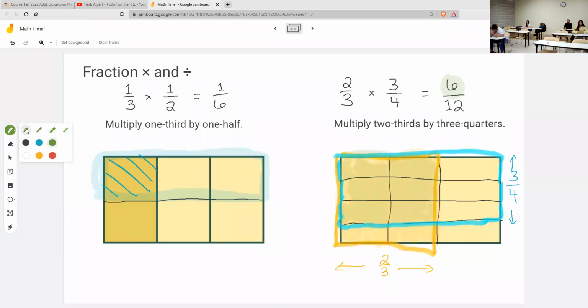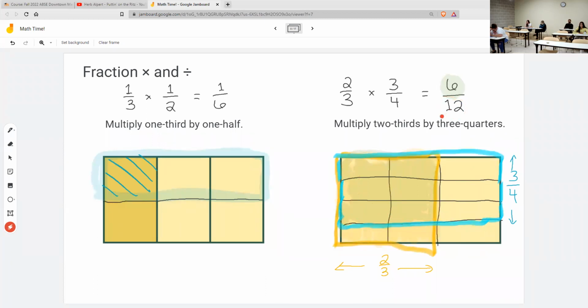And then how many pieces are there total? The bottom of a fraction is the total pieces. Well, 3 times 4 is 12. I had thirds, but each of those thirds got cut into 4 pieces sideways. Right? This third is now 4 pieces. This third is now 4 pieces. This third is now 4 pieces. So I have 12ths.